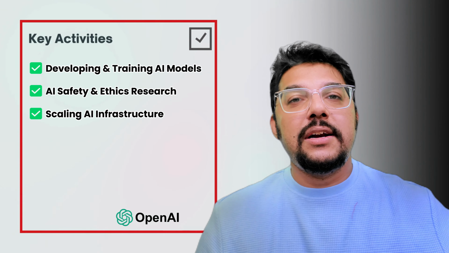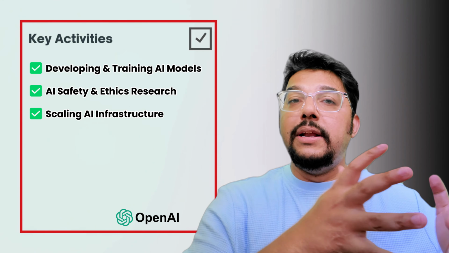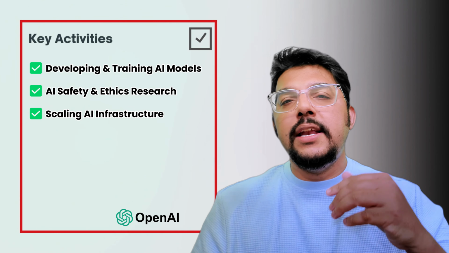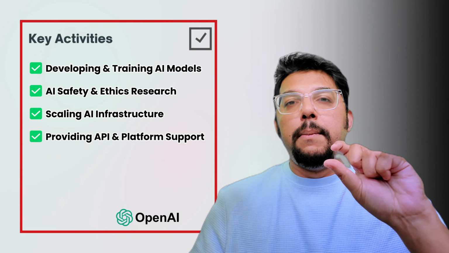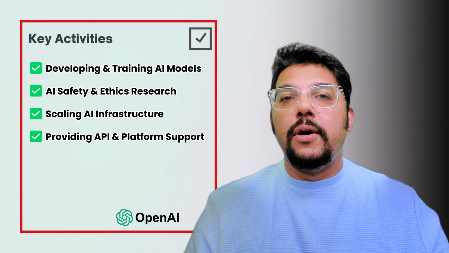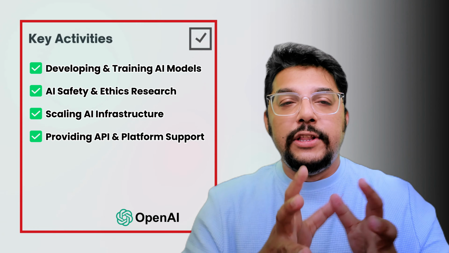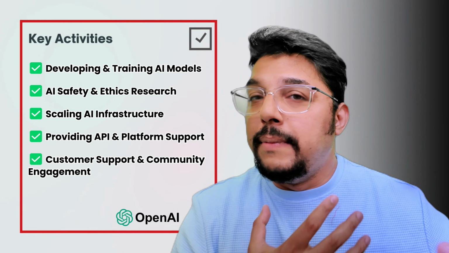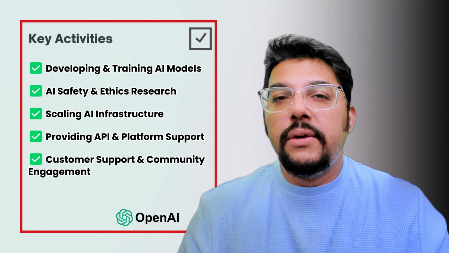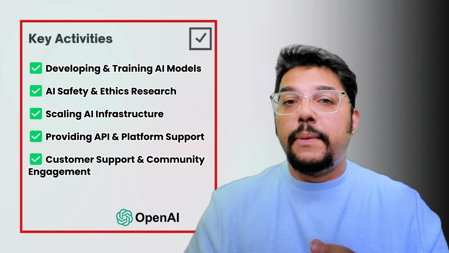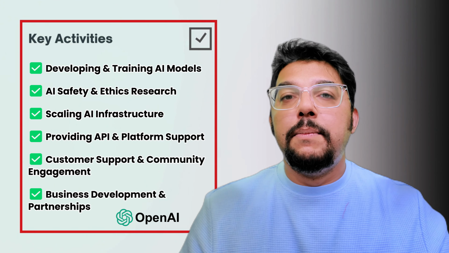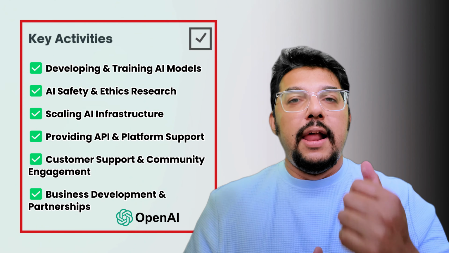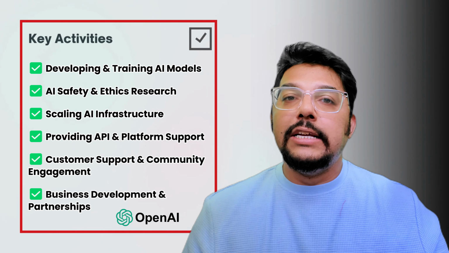Scaling AI infrastructure, managing high-performance cloud computing systems to serve millions of users and enterprise clients. Then maintaining OpenAI's API services, ensuring developers and businesses can integrate AI models seamlessly into their platforms. Then customer support and community engagement, offering self-service help centers, documentation, and community forums, as well as direct support to enterprise clients. And one more thing is business development and partnerships, expanding OpenAI's reach through corporate partnerships, licensing agreements, and enterprise AI solutions.